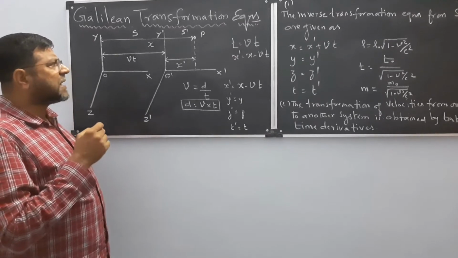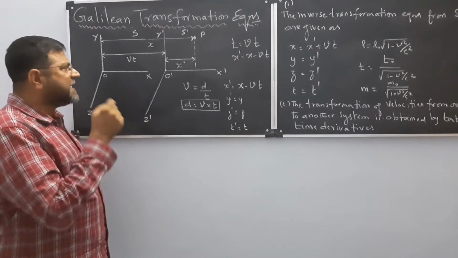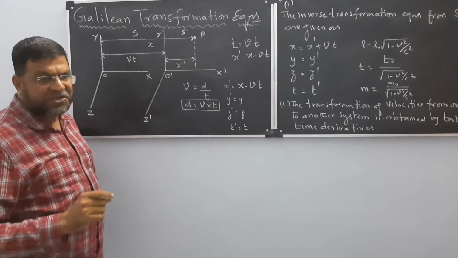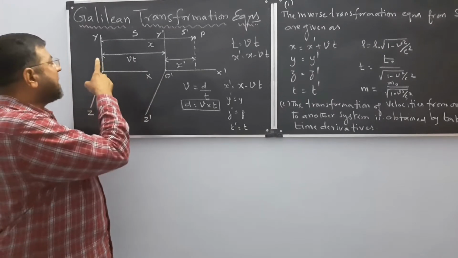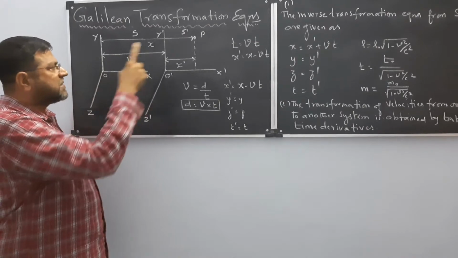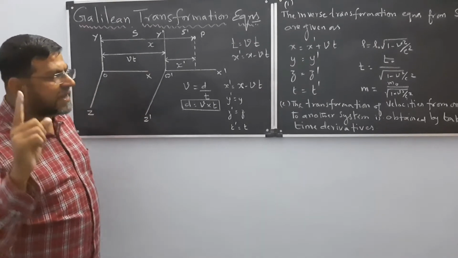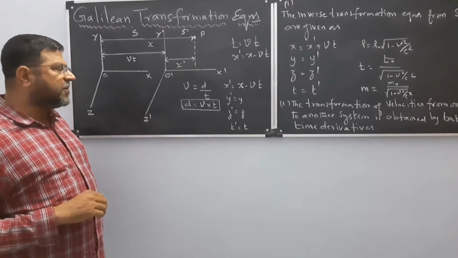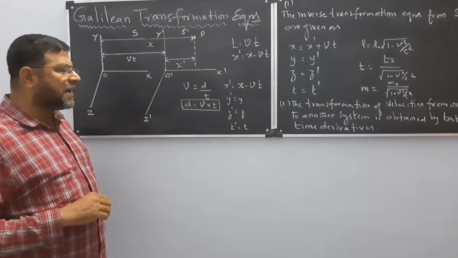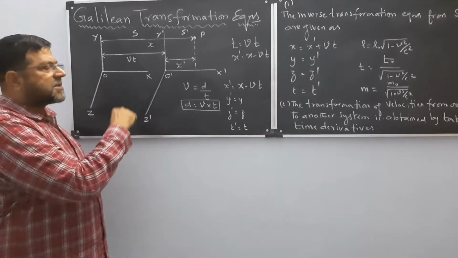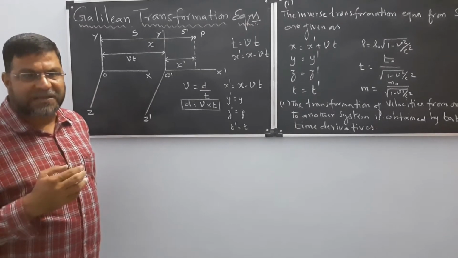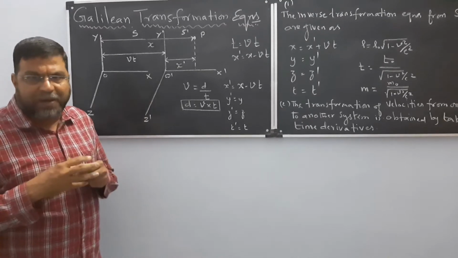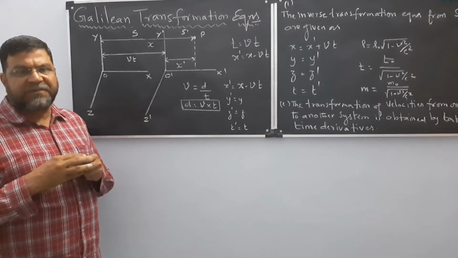Now I am going to consider a particle P in the system S dash at a distance X from the observer. So I mark X dash. Now another observer from the S system will see the particle at a distance X. We know that velocity is equal to distance by time. Therefore we can write distance is equal to velocity into time. So when we are considering two systems S and S dash, before starting, the two observers O and O dash will be coinciding. This is the first point.